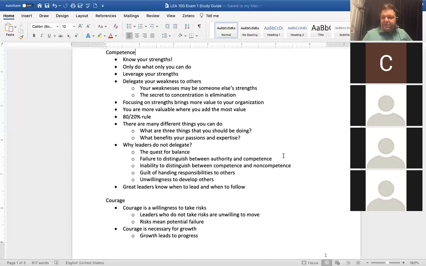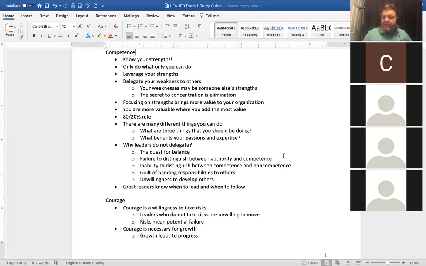Right? Leverage your strengths, know what your strengths are, delegate your weaknesses to others. The secret to concentration is elimination. That's an awesome phrase. So the more you spend time doing what you want to do, the more you're saying no to the things that you don't want to do. And sometimes you can't. Like sometimes a boss asks you to do something like take out the trash. You've got to do it, right? It's pretty direct in that regard. But for the most part, do only what only you can do. So bring more value to your organization, use your strengths.